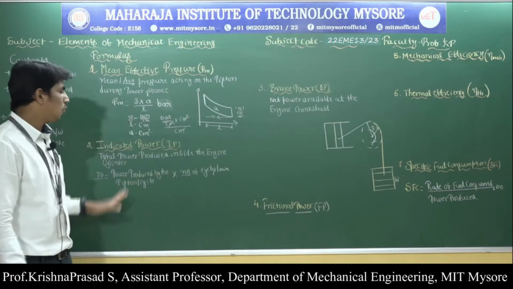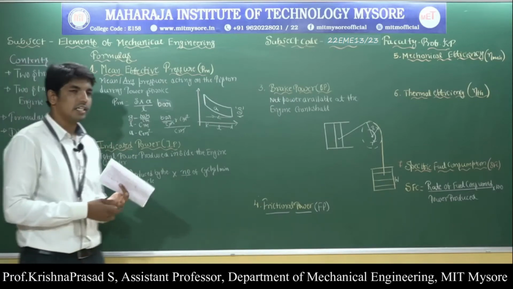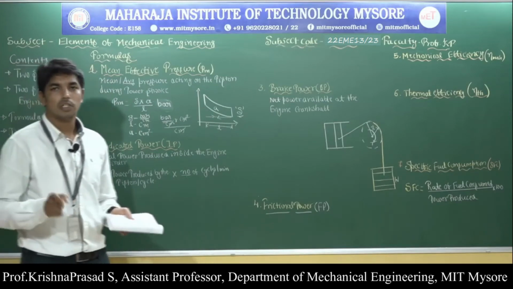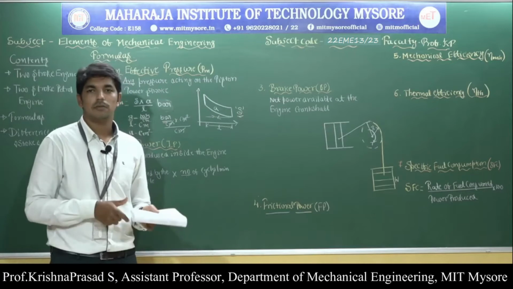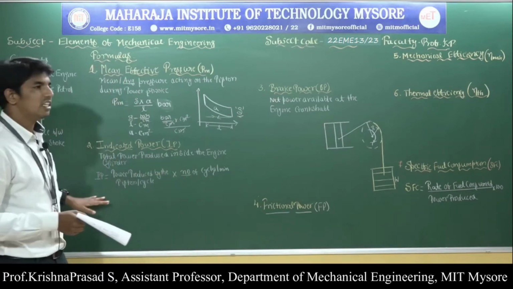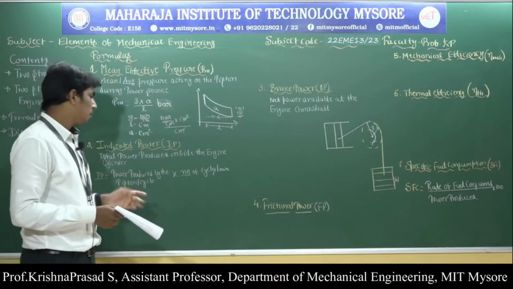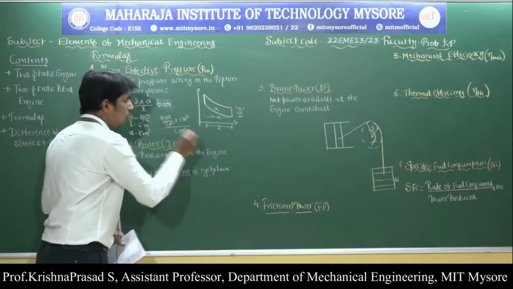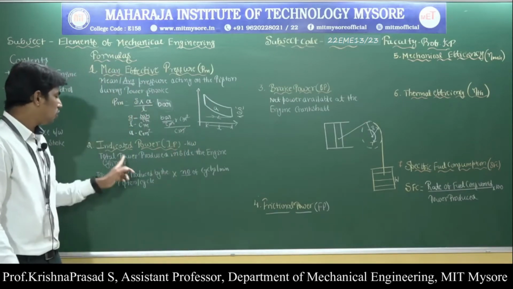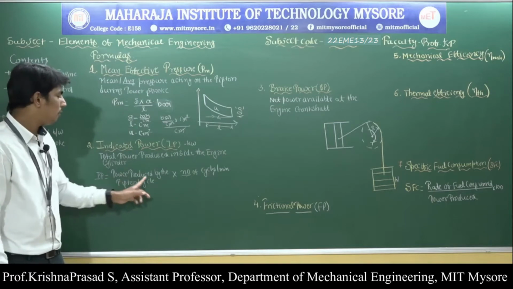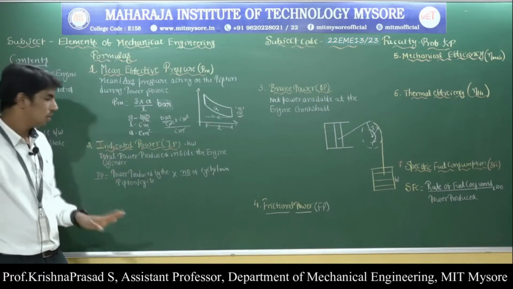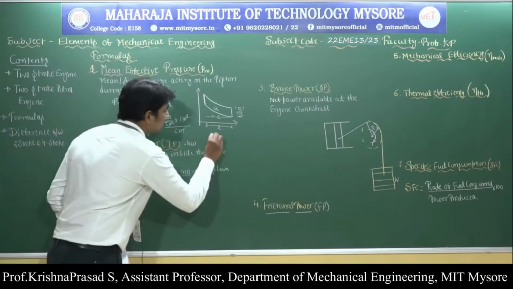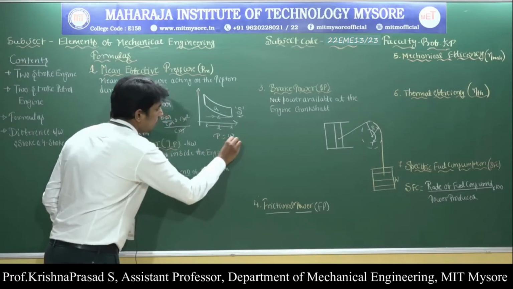Then the second one, what is meant by the indicated power? Indicated power is nothing but the total power developed inside the engine cylinder due to the combustion of the fuel. Then how to calculate the indicated power? Indicated power is usually denoted by IP. The unit of the indicated power is obviously kilowatts or watts. Here IP is equal to power produced by the piston per cycle into number of cycles per minute. We all know what is meant by power. Power is nothing but work by time, right?